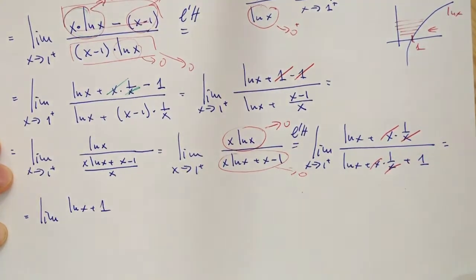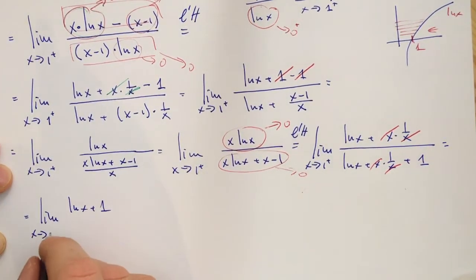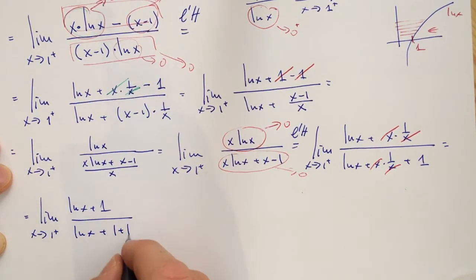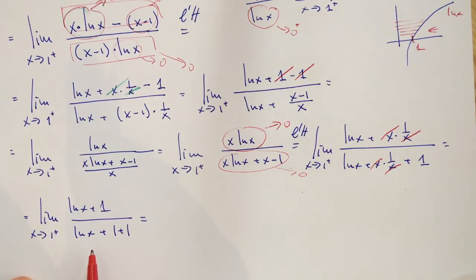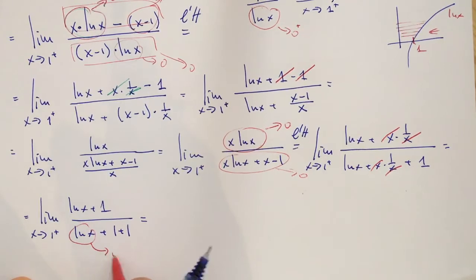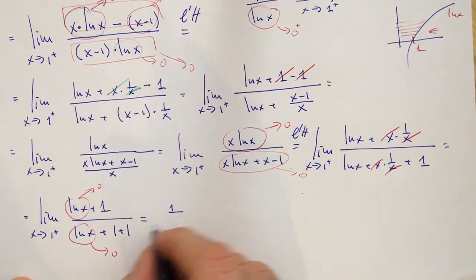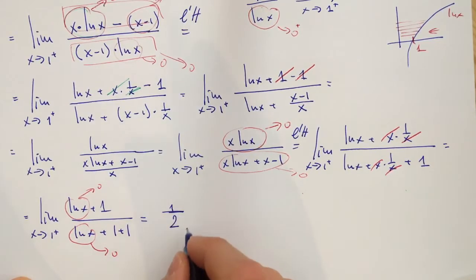Cancel x and x in the numerator and the denominator. But now, as you can see, the denominator stays away from 0, which means we're on the safe side, right? As x goes to 1, only this term goes to 0, and this term goes to 0. So I have 1 over 1 plus 1, which is 2.